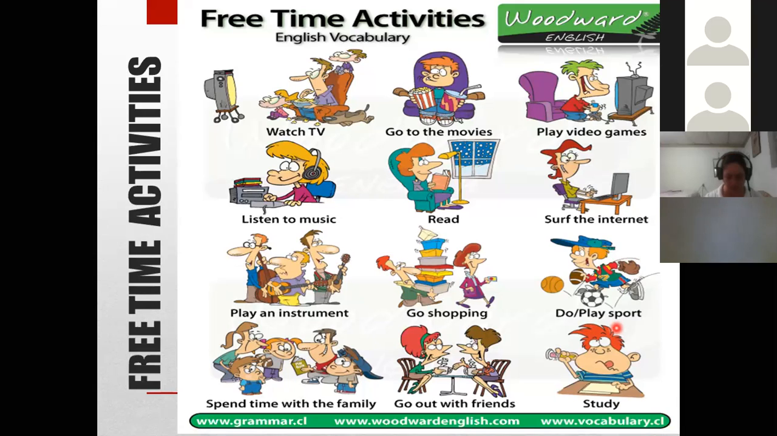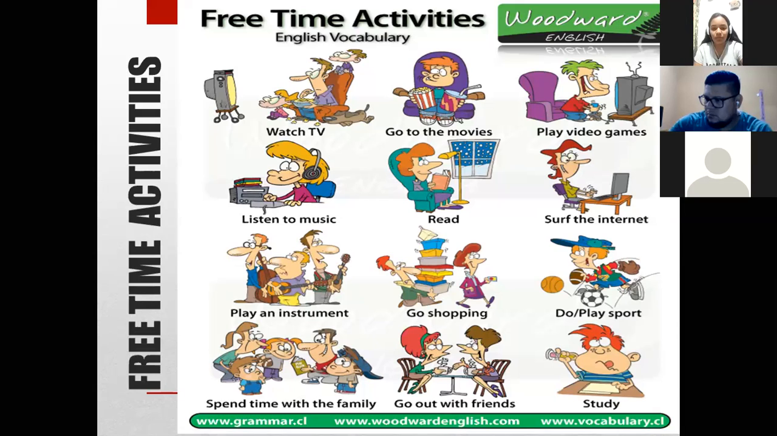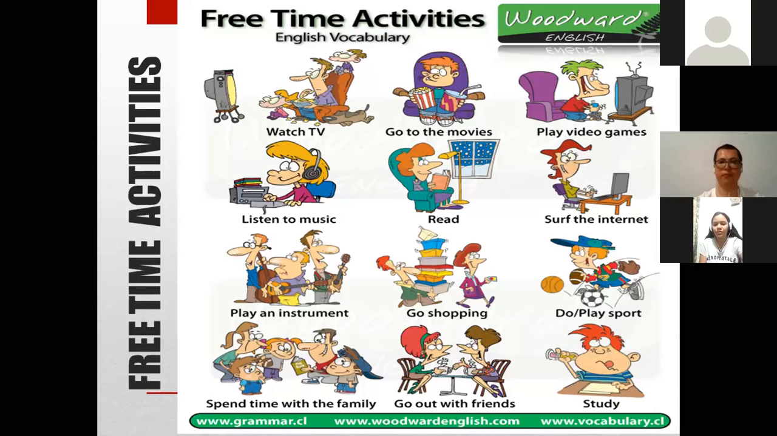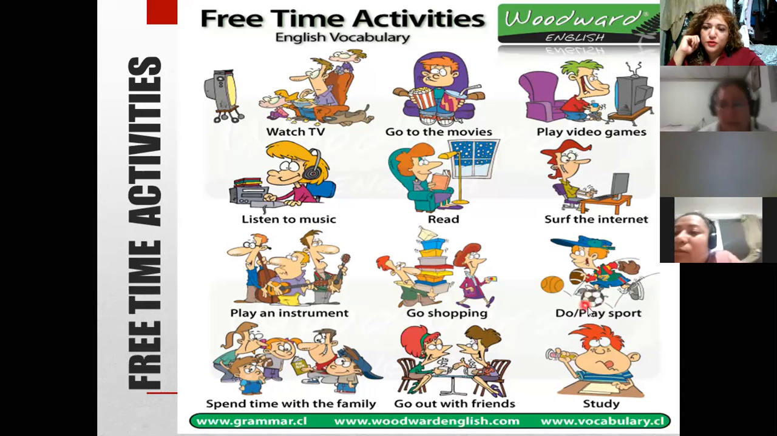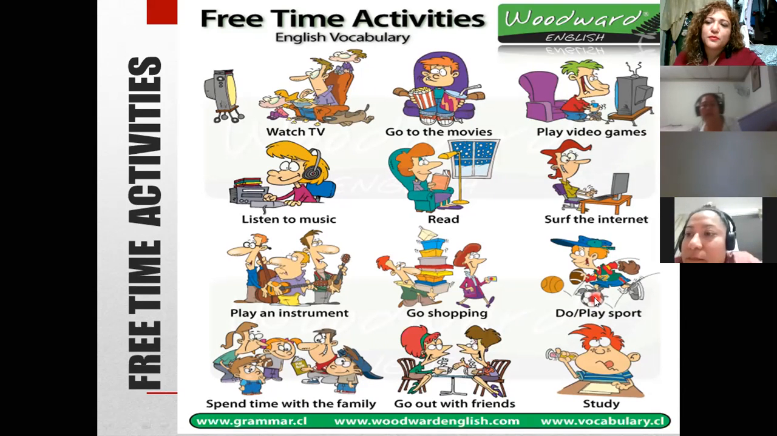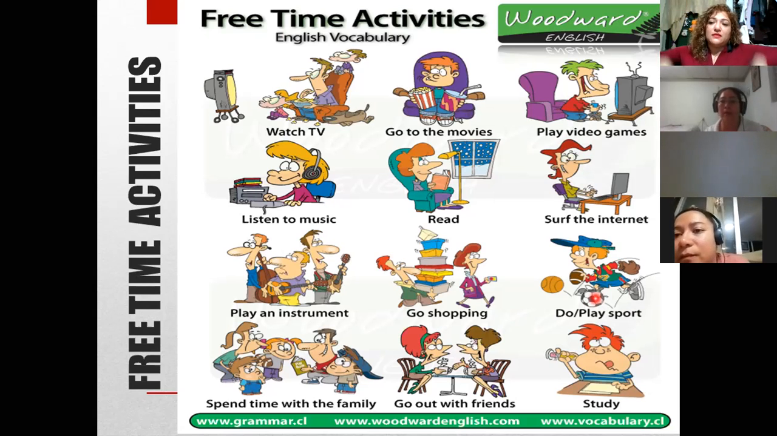Okay, very good. What's the difference between do and play sport? Okay, the difference is play is when you use a ball to play the sport. For example, soccer, play basketball, all the sports where you use a ball is play. Is it clear? And do is for sports where you use all your body. For example, do karate, do yoga, do exercise, all right? Because you use all your body. Is it clear?